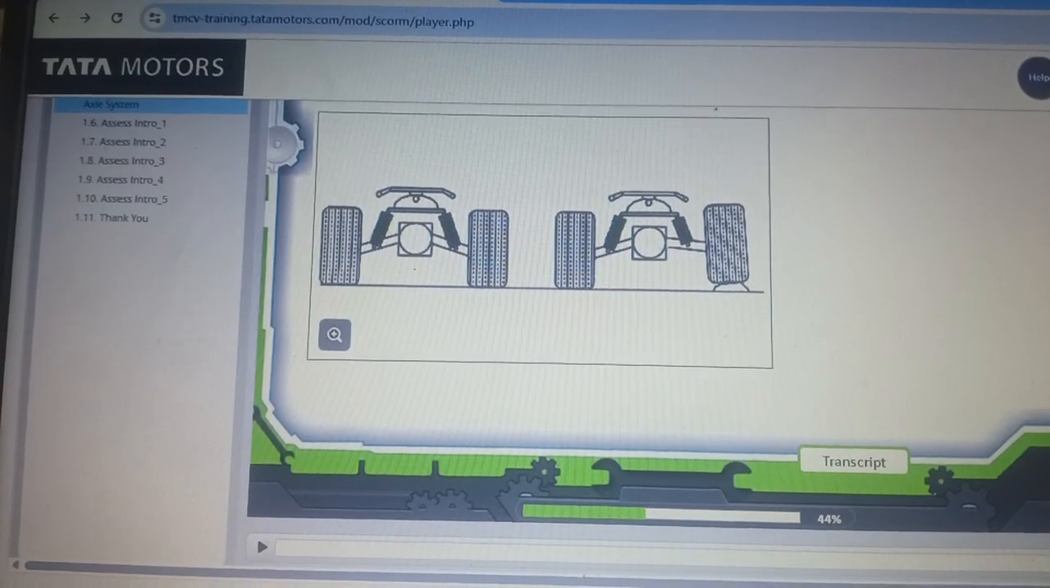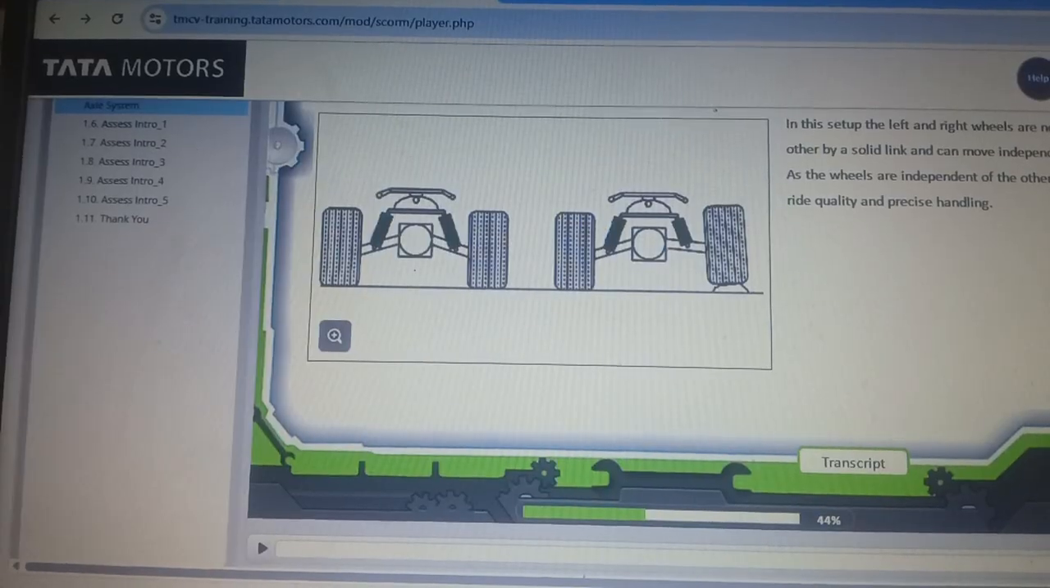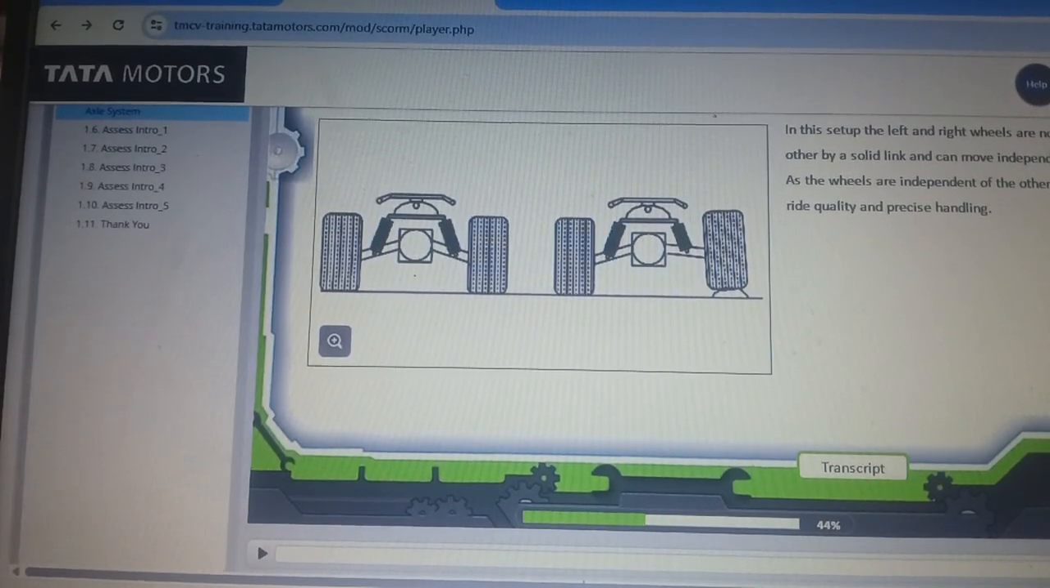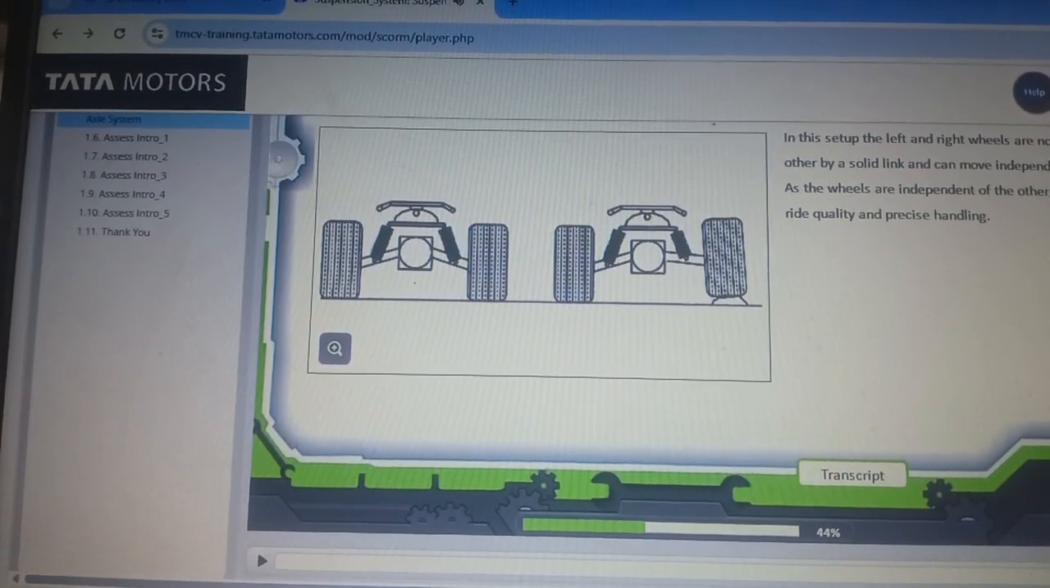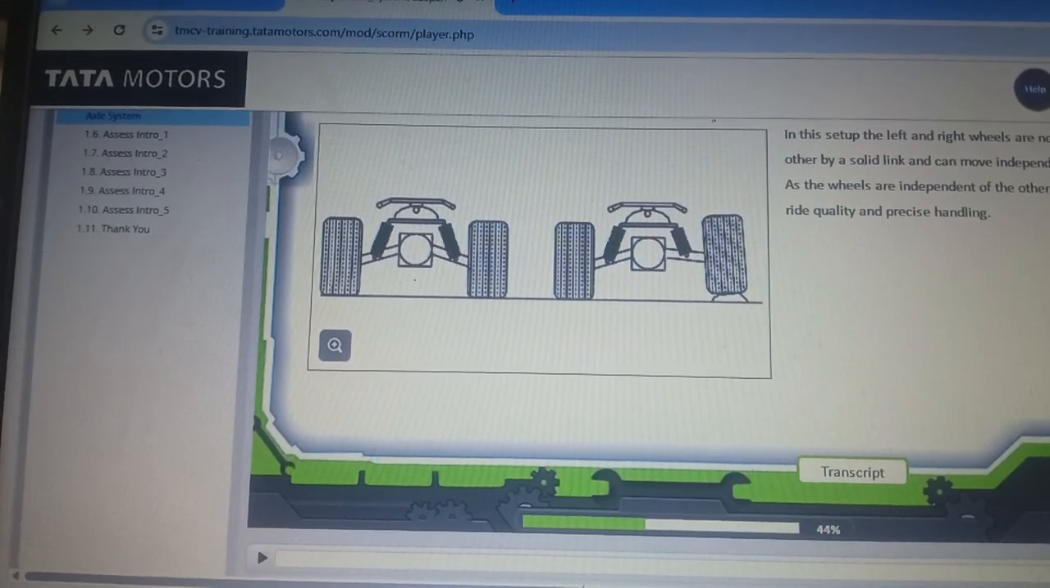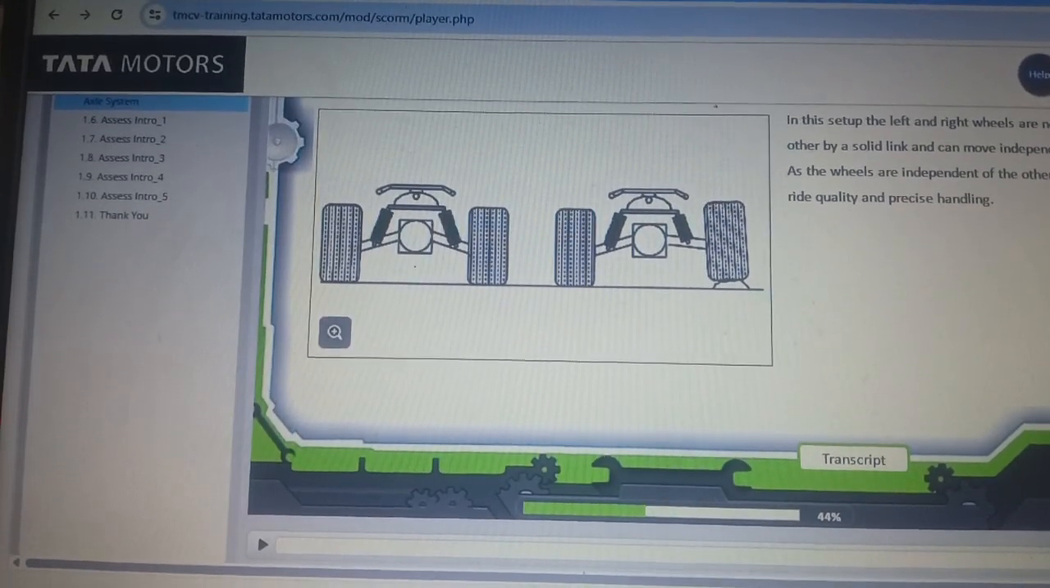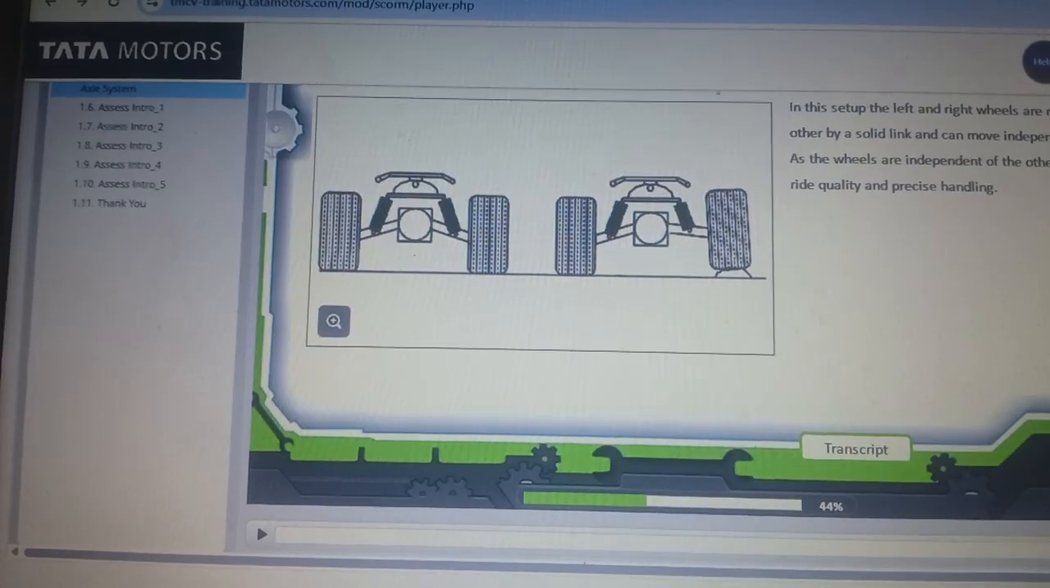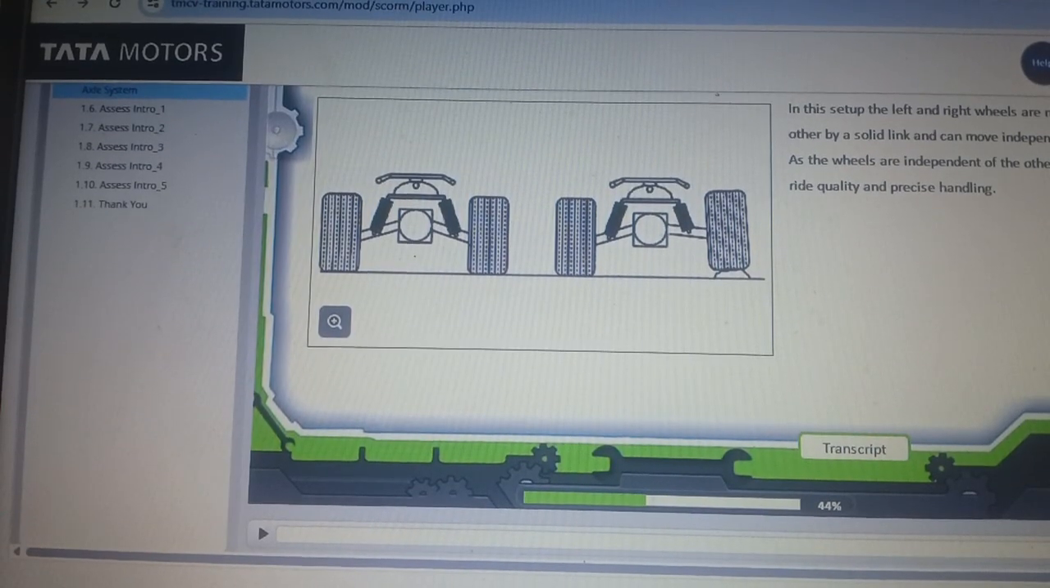Independent suspension. In this setup, the left and right wheels are not connected to each other by a solid link and can move independently of each other. As the wheels are independent of the other, they offer a better ride quality and precise handling.